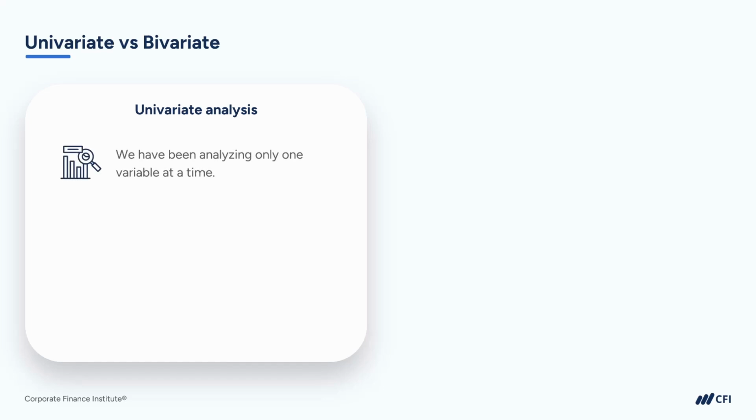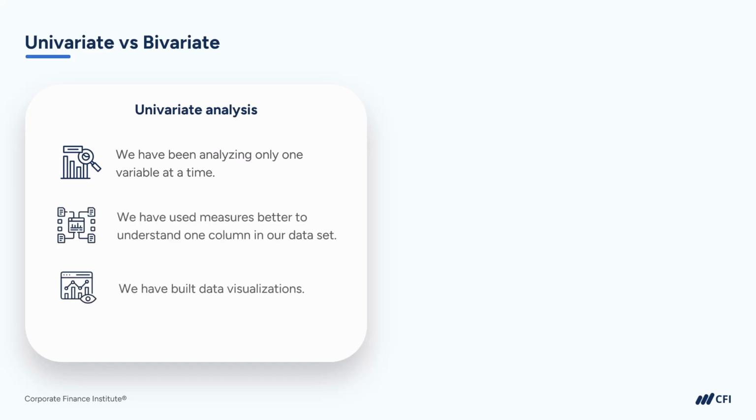Up to this point, we have been conducting a univariate analysis on the dataset. We have been analyzing only one variable at a time. We have used measures of central tendency, measures of dispersion, and some accompanying data visualization to better understand one particular column in our dataset. Now we can move on to conduct a different type of analysis, a bivariate analysis.